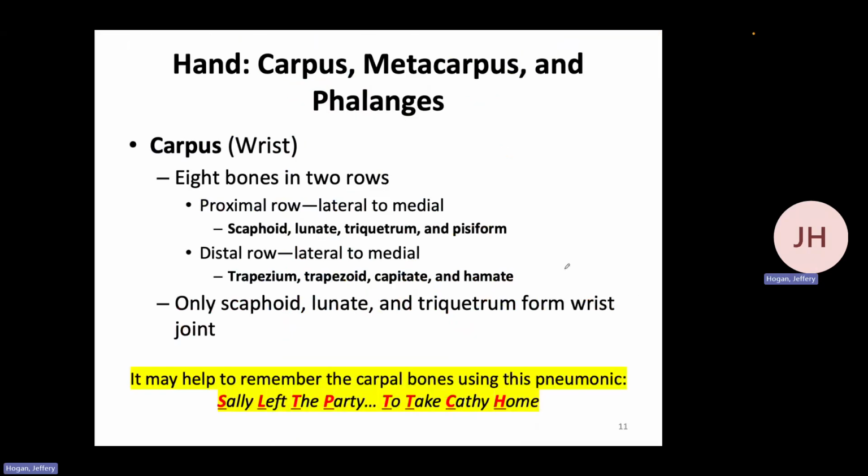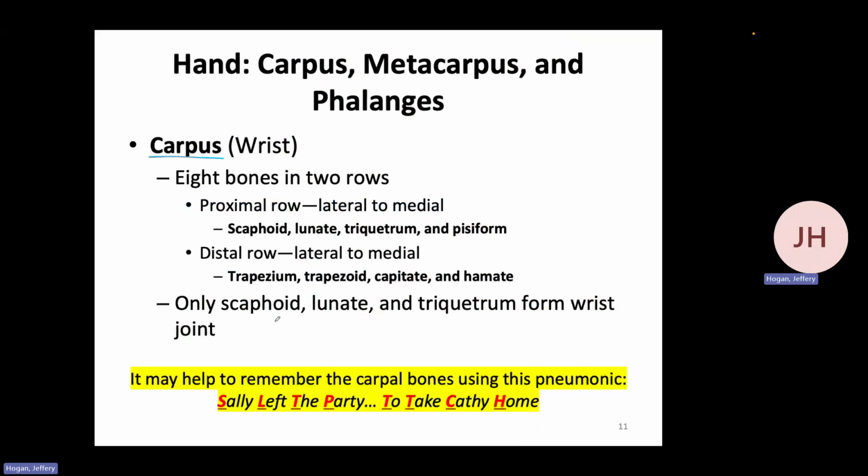Now, the wrist bones. The wrist and ankle bones are the source of the most confusion in the appendicular skeleton. The carpus, or the wrist, consists of 8 bones. There's 2 rows of 4. In the proximal row, lateral to medial, we have the scaphoid first, lunate, triquetrum, and pisiform. And then in the distal row, closer to the fingers, we have the trapezium, trapezoid, capitate, and hamate.